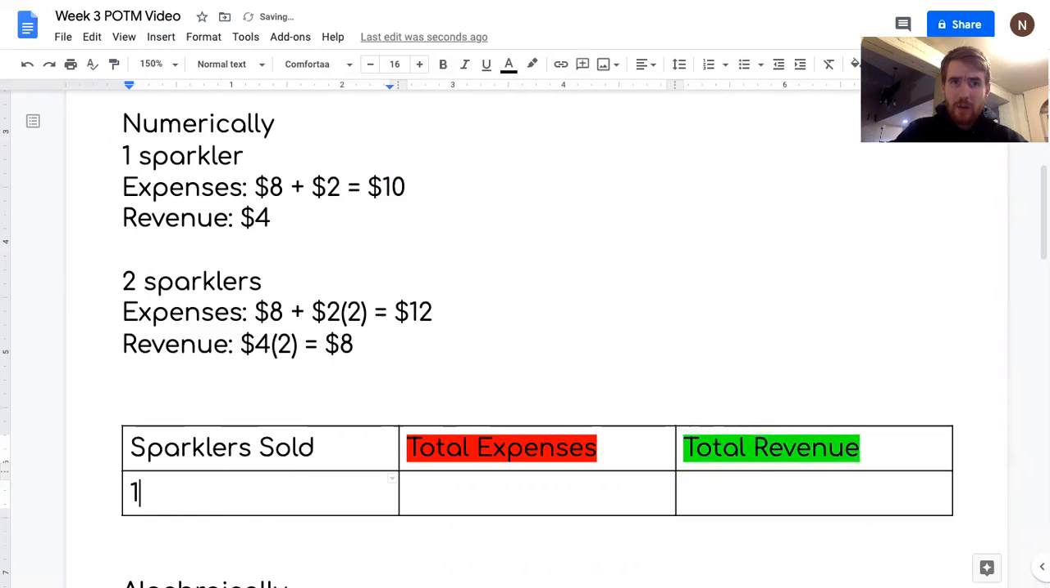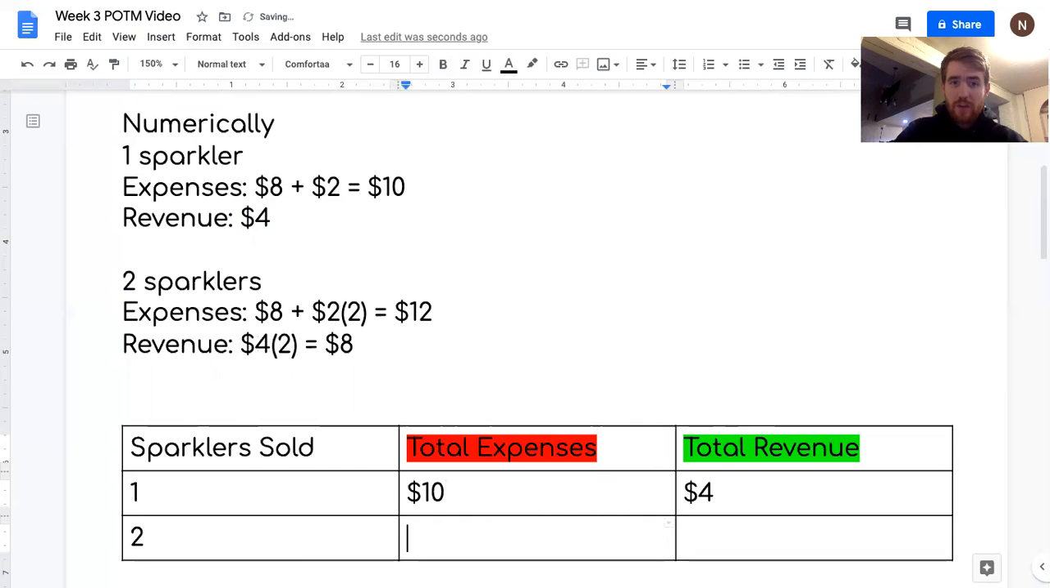So in the first example, we sold one sparkler. The total expenses were $10. Remember, the $8 from the permit plus the $2 from the sparkler. So total expenses 10, revenue $4. I'm just getting these from up here. Now we'll do it with two sparklers. Total expenses 8 plus 2 times 2, $12. And total revenue, $8. So we can see they are getting closer. $10 and $4, not very close. $12 and $8, a little closer.